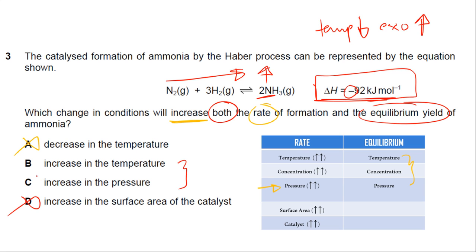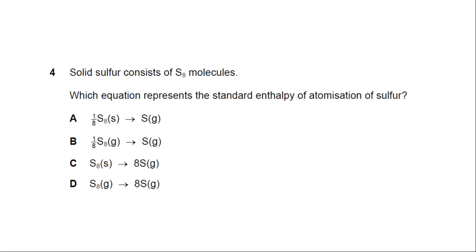Now, because the option over here says increase in the temperature, yes, it will increase the rate, but it would definitely not increase the equilibrium yield of ammonia, because increase in temperature will favor the reaction which is endothermic in nature, in this case, the reverse reaction. So B can't be the answer. The answer is C. And that makes sense because you have 4 moles here, 2 moles here. Increasing the pressure always favors the side with fewer gaseous moles. So that's ammonia.